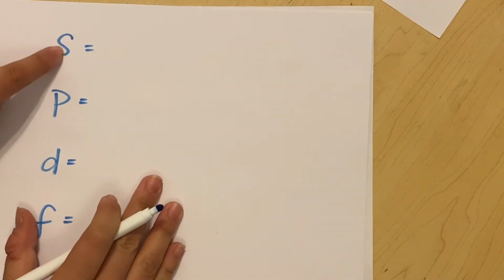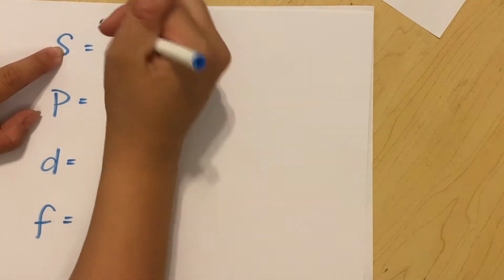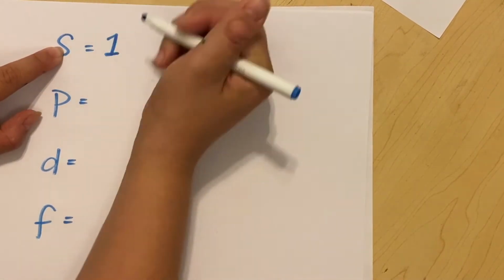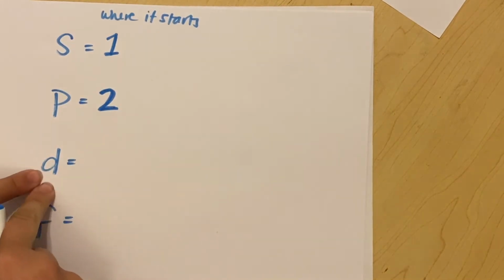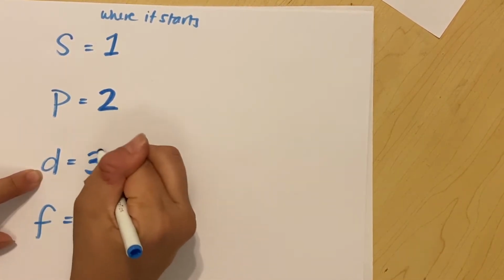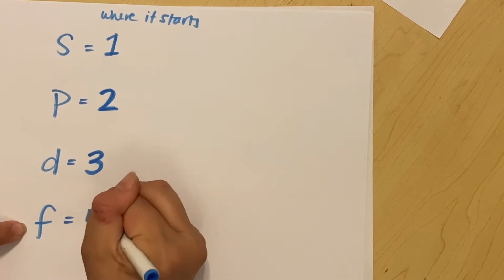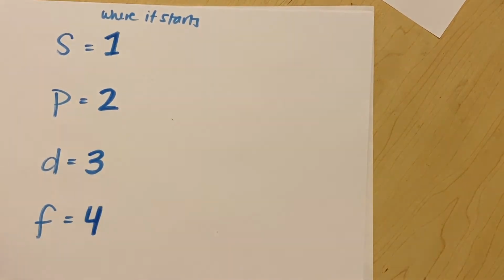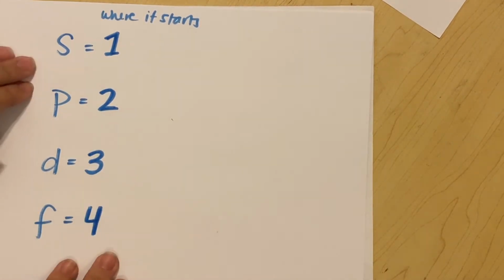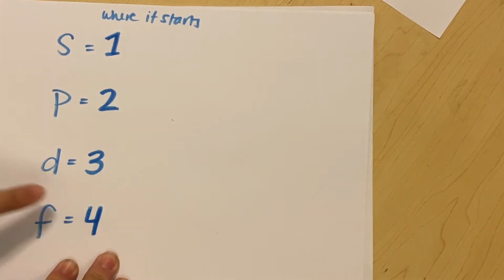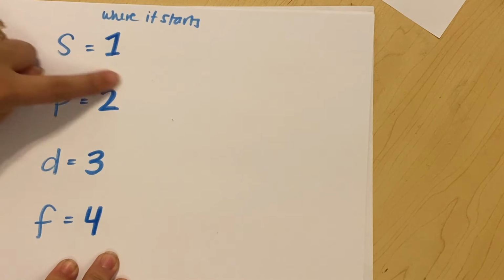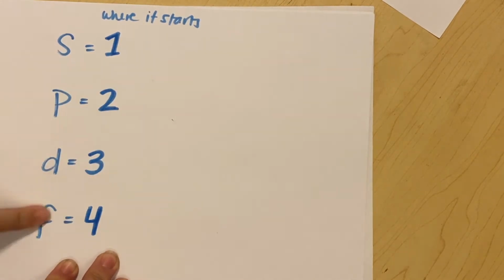Okay, so your S subshell is going to start on shell 1. P is going to start on shell 2. D is going to start on shell 3. And F is going to start on shell 4. This will make sense in just a second, I promise. But if you could just remember S, P, D, F, 1, 2, 3, 4. Okay, so this tells me what shell these subshells actually begin on.